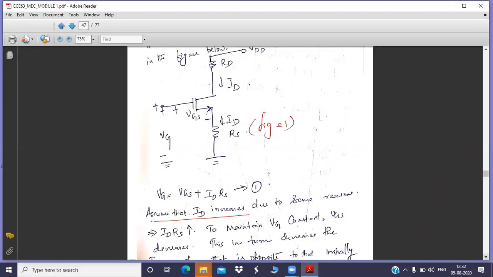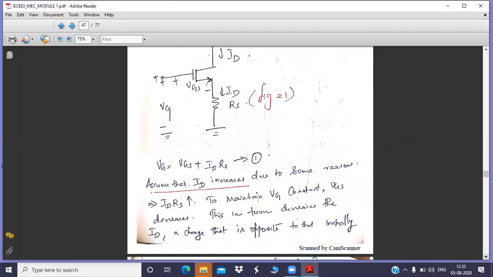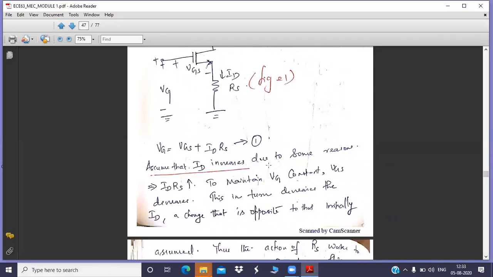So the resistance RS is playing an important role in suppressing that particular change. Keep it in mind. RS is the resistance that is going to suppress the change in ID so that the Q point can be stable. How this is functioning, that is with respect to the equation number 1, whatever I have written. Now read the explanation followed by this equation number 1. Try to read this and understand. This is very important.